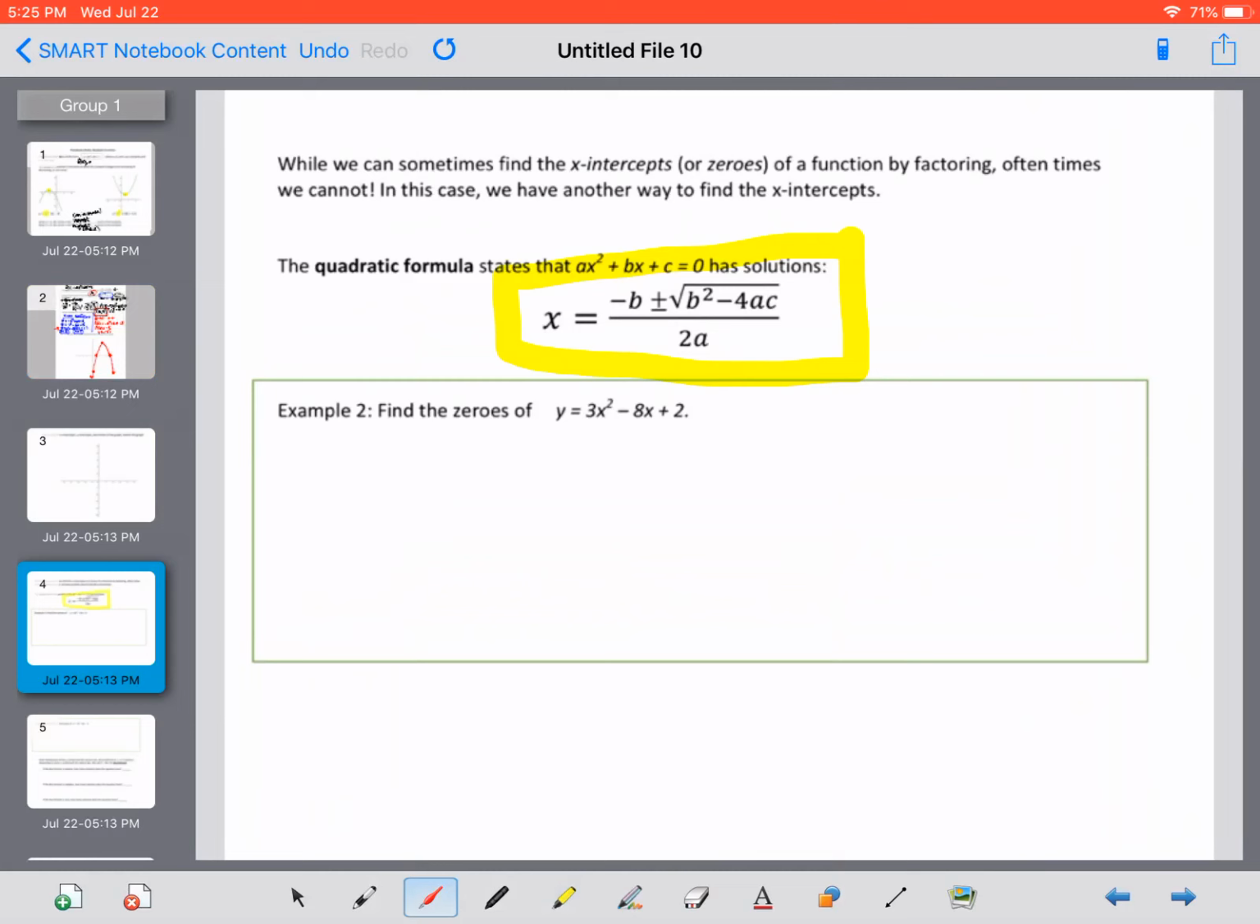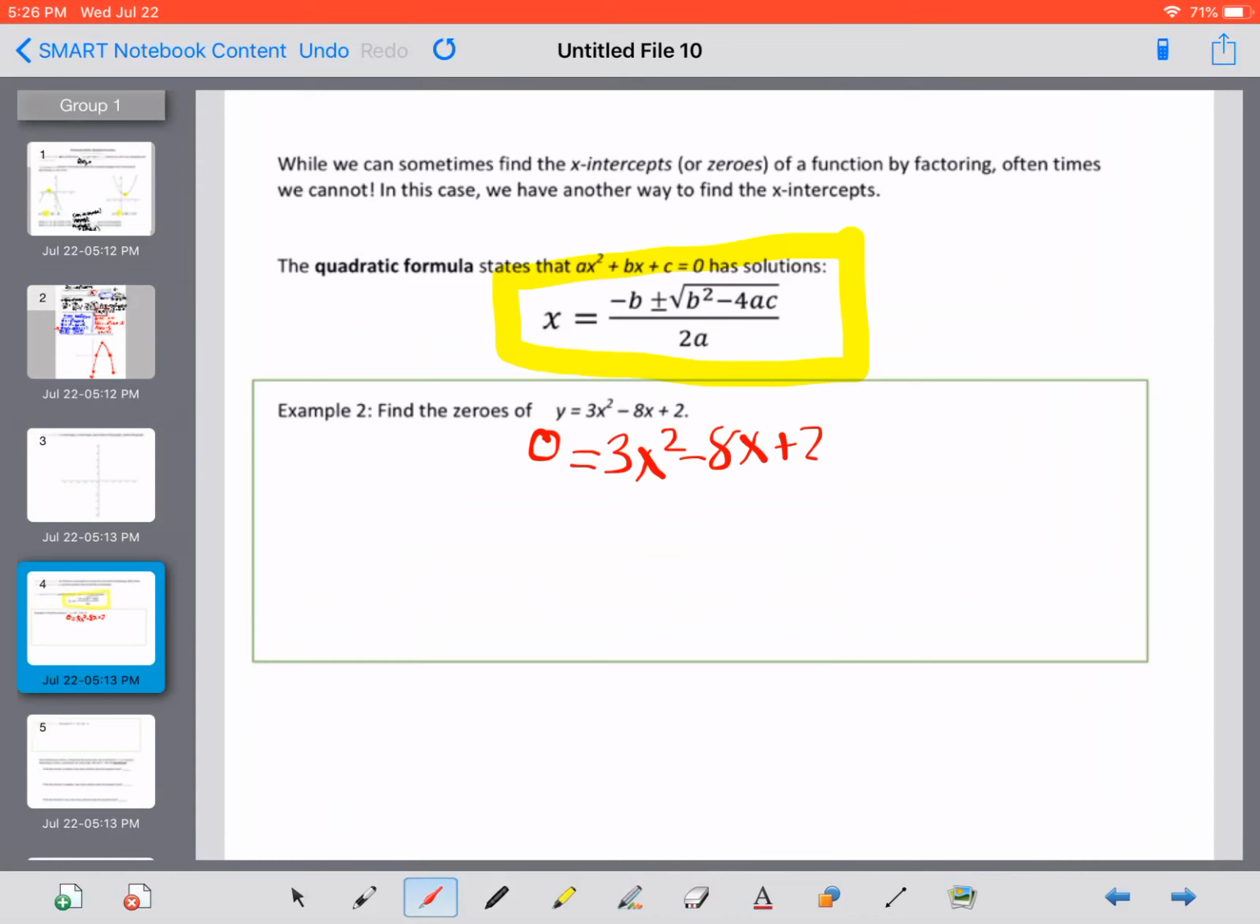Find the zeros of the equation y equals 3x squared minus 8x plus 2, right? Remember, the zeros is just another way of saying the x-intercept, or the x-coordinates of the x-intercept. And so essentially what we'd be doing is replacing y with 0 and solving for x. But here's the problem.